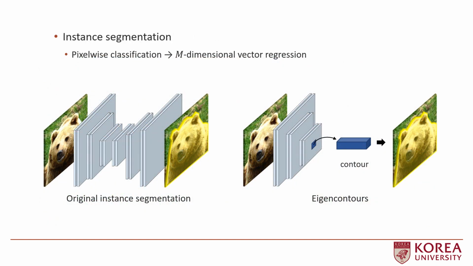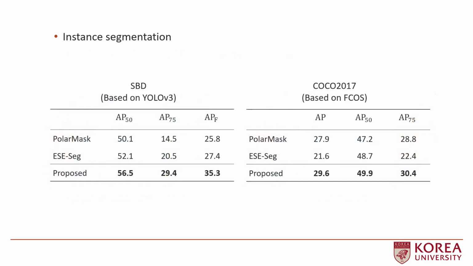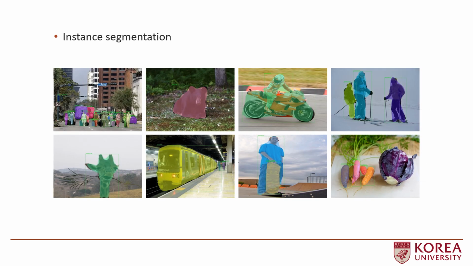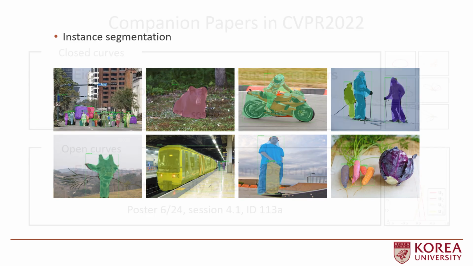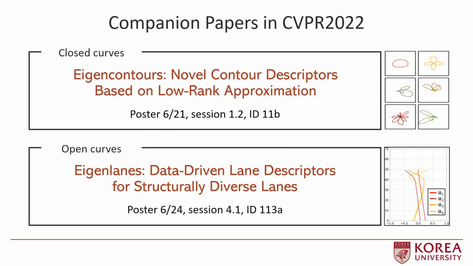Moreover, we apply eigencontours to instance segmentation. We reformulate pixelized classification as the regression of an m-dimensional vector efficiently. Table shows the proposed algorithm gives better instance segmentation results than existing contour descriptors. Figure shows instance segmentation results on the COCO dataset. There is a companion paper about open curves, eigenlengths.